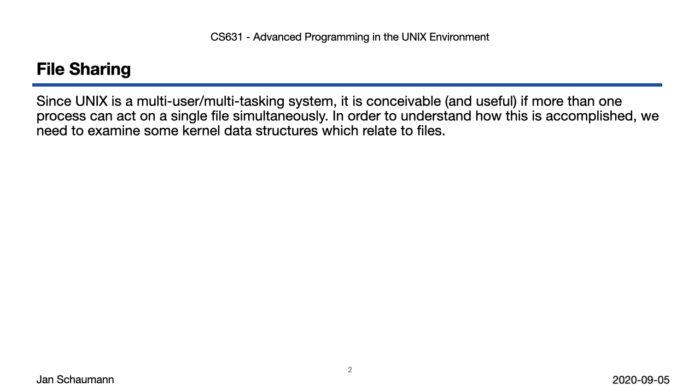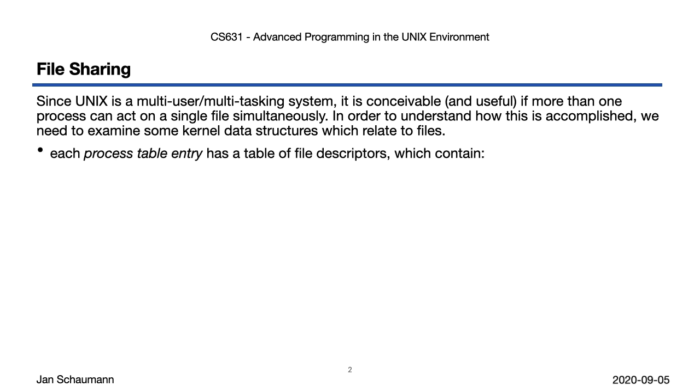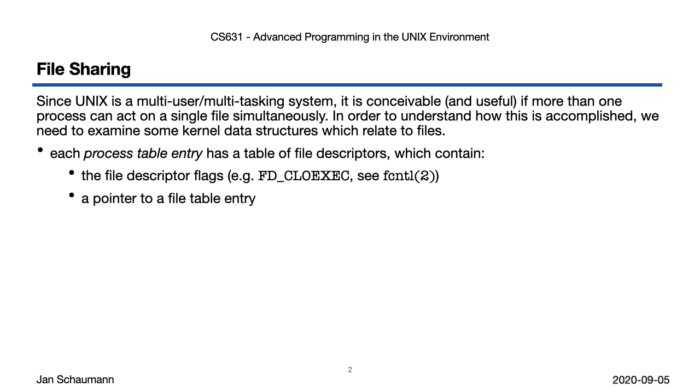But okay, let's see. The kernel maintains a process table. In that, each process table entry contains a table of file descriptors, which in turn contain the file descriptor flags, which we haven't seen yet, as well as a pointer to a file table entry. In addition to a process table, the kernel also maintains a file table. Each entry contains the file status flags, several of which we've already seen, such as append, for example, the current offset, as well as a pointer to a vnode table.